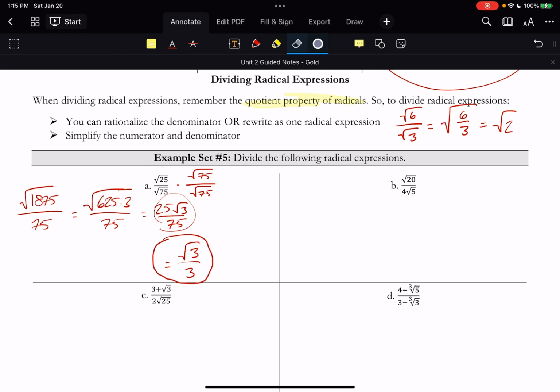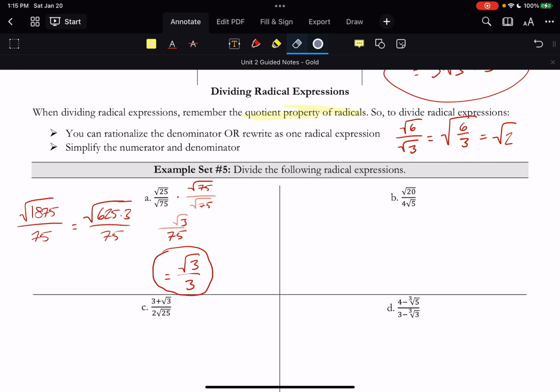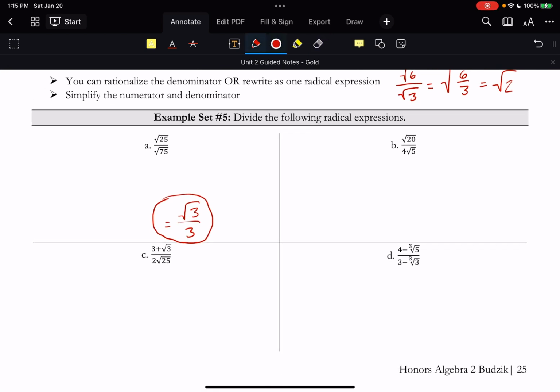So I just wanted to show you all three ways that you can go about solving dividing problems. I always like to rewrite them as one fraction and then simplify them from there. So the very first way that you saw, but I just want to show you those other two ways as well.